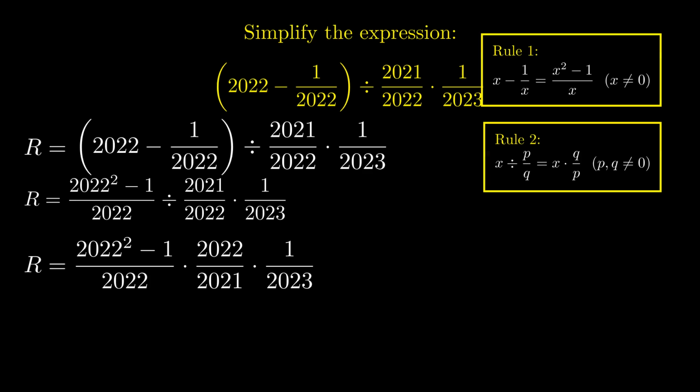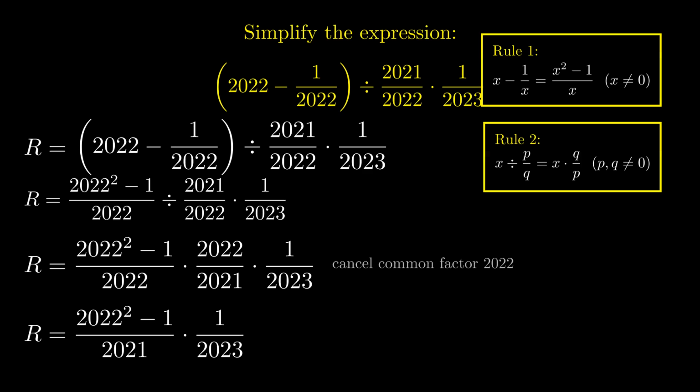Notice there is a common factor of 2022, 1 in the denominator of the first fraction, and 1 in the numerator of the second fraction. These cancel. After cancellation, we have R equals (2022² − 1)/2021 times 1/2023.